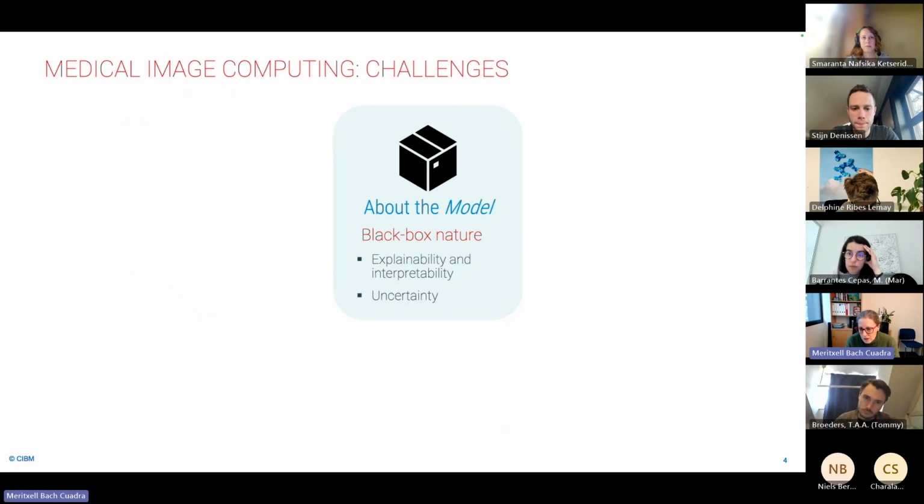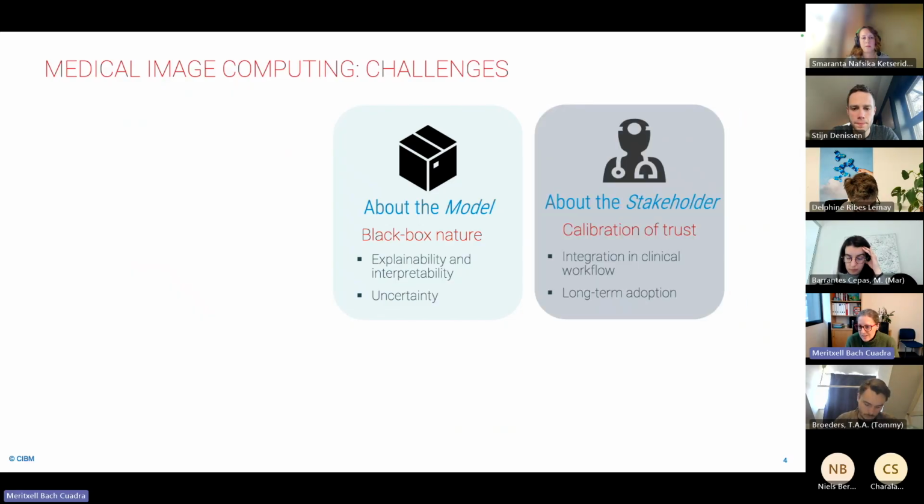But it's not only about the model. It's as well about the stakeholder, right? It's how this stakeholder will adopt this in a clinical workflow, and how it is adopted in a long-term manner, because we want to have things that really stay in durability. And this is a matter as well of calibration of trust, that it can be in the two senses.